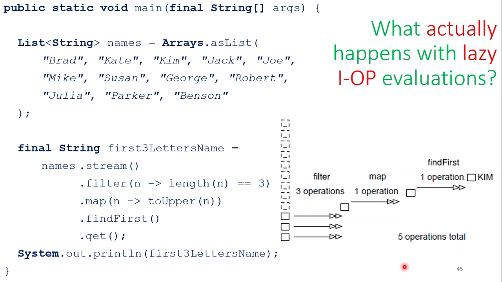As a matter of fact, we have 5 operations total. So the stream here from names generated things lazily. They were consumed by the filter operation, so 3 of them to reach the name Kim, then 1 map operation to map it to uppercase, and 1 find first operation to just extract it from the stream. 5 operations total as opposed to 15 and the generation of all of those elements that we didn't need actually, even in the stream. So this is why lazy evaluation is interesting.